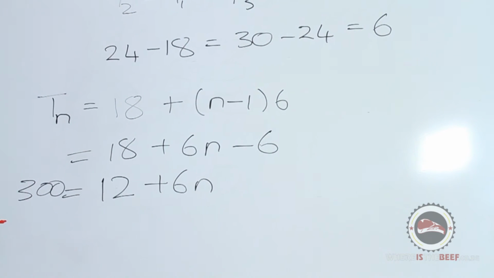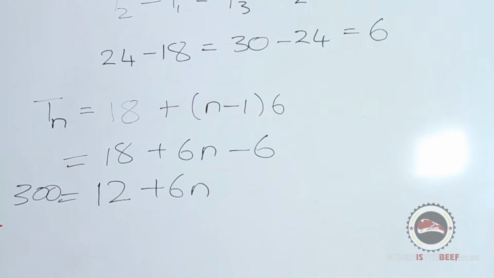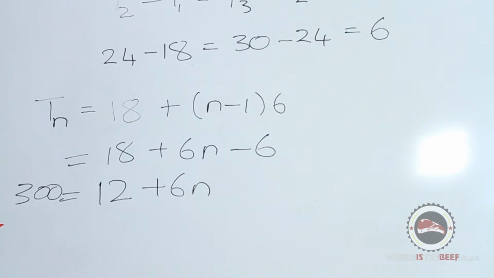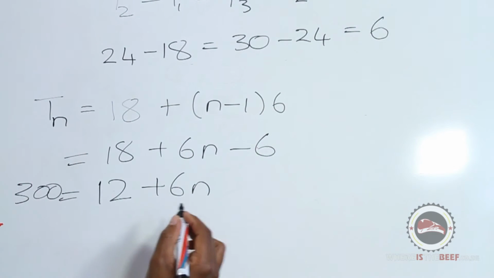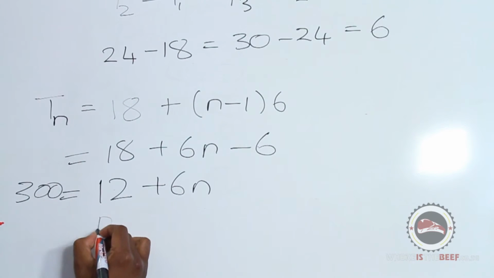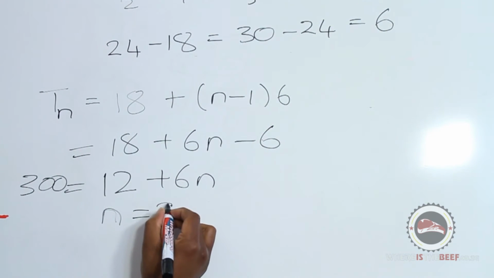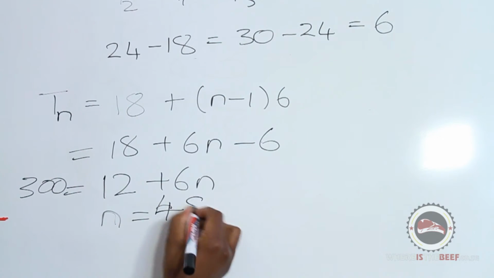So now you have an equation with one unknown, one equation. It's pretty simple, plug and play. You just go straight into your math and doing the calculations, we'll find n to be actually 48. Okay, moving on to our next question.